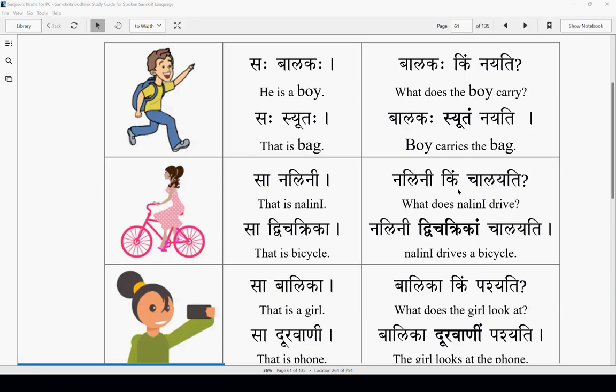Because it's referring to the bag, the question is tied to the bag, isn't it? Here, if we do not know, because this is a question, right? If we already know it is Syuta and we already know its lingam, then we can ask accordingly. But if we don't know what it is, we can just keep it as neuter. So the answer can be in Pullinga, Strilinga, Napunsaka-linga, anything, depending on what word it is. But in the question we don't know what it is, so we can just ask Kim, which is neuter. Okay, sir. Understood.